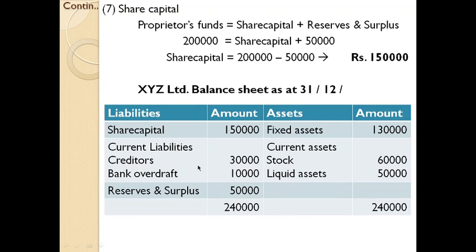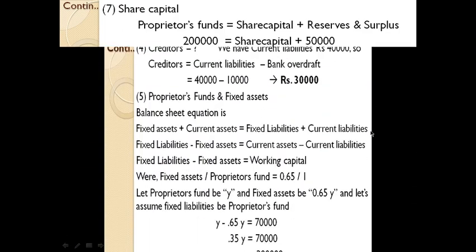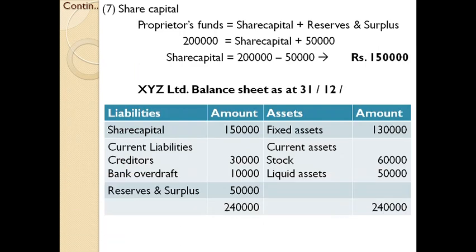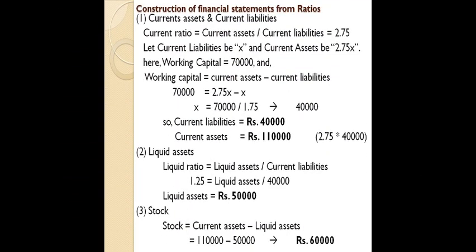Next one, fixed assets 1,30,000, which we already found. Next one, current assets. We also found the amount of current assets. Remember, instead of writing the total amount of current assets, try to split and find out the various sub items that come under current assets. We already found current assets is 1,10,000. Instead of writing 1,10,000, you can write liquid assets 50,000 and stock 60,000.